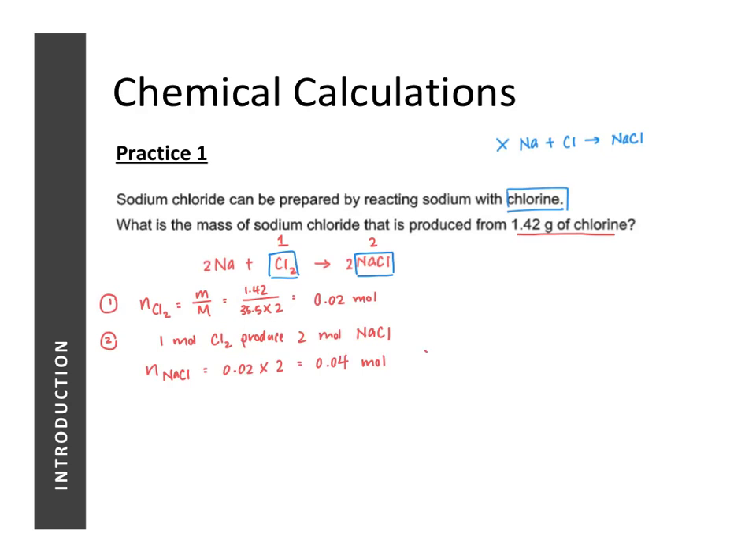Now we'll go on to step number 3. Step number 3, we need to convert from moles. The question requires you to find the mass of sodium chloride. What we know is the number of moles of sodium chloride, so we take the number of moles multiplied by the molar mass, which is 23 plus 35.5. That will give us a value of 2.34 grams. So this is the second time that we see the 3C approach in action: convert to moles, compare mole ratio, and then convert from moles.